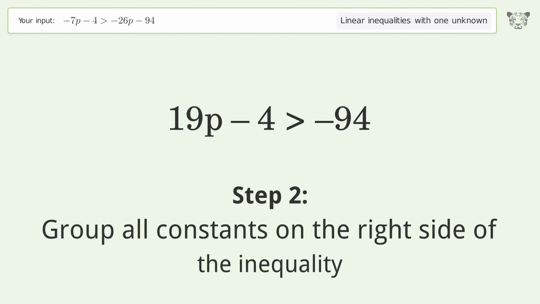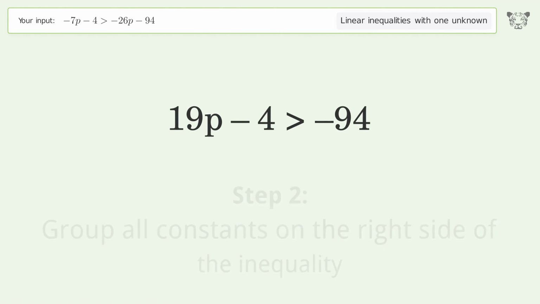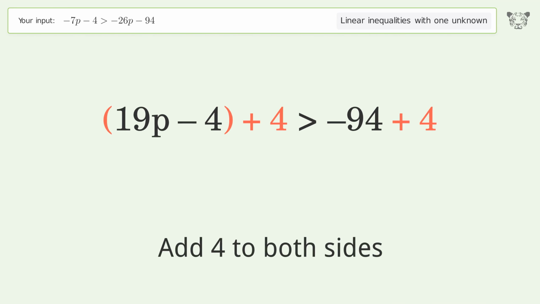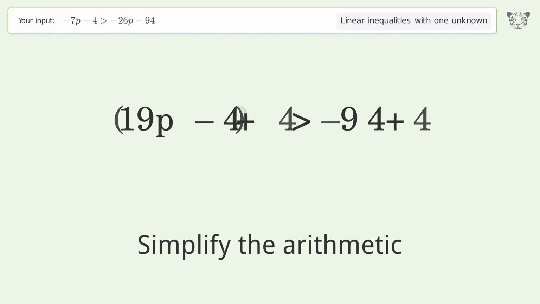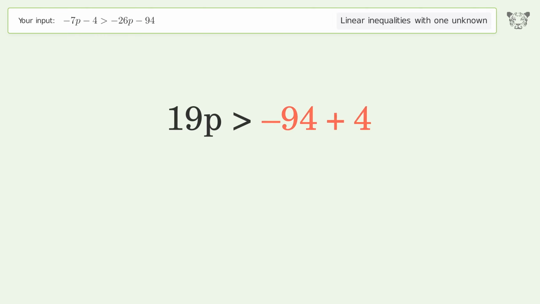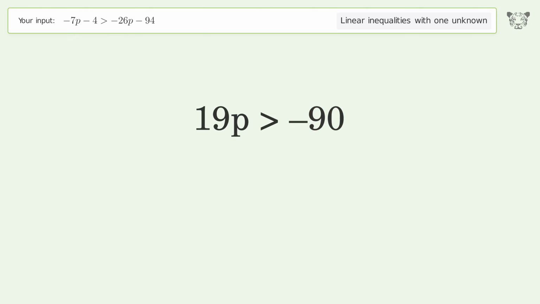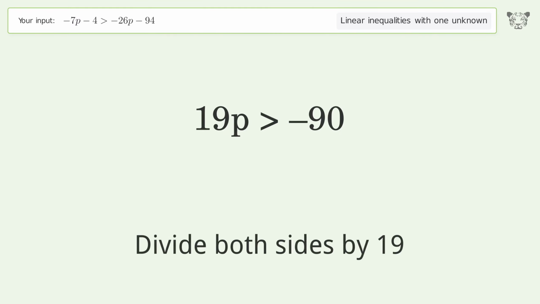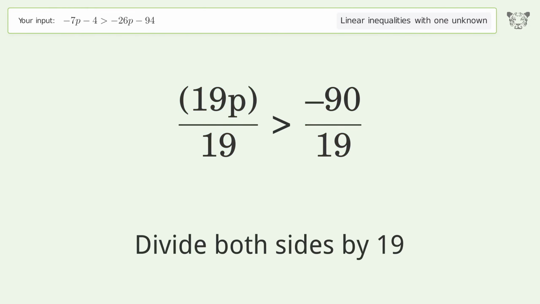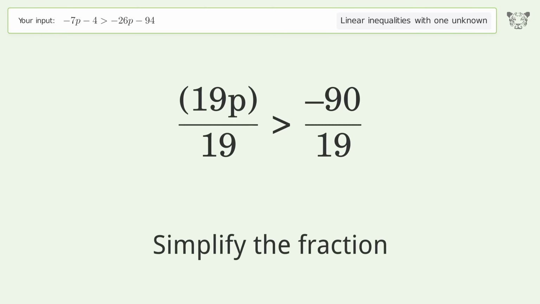Group all constants on the right side of the inequality. Add 4 to both sides. Simplify the arithmetic. Isolate the p. Divide both sides by 19. Simplify the fraction.